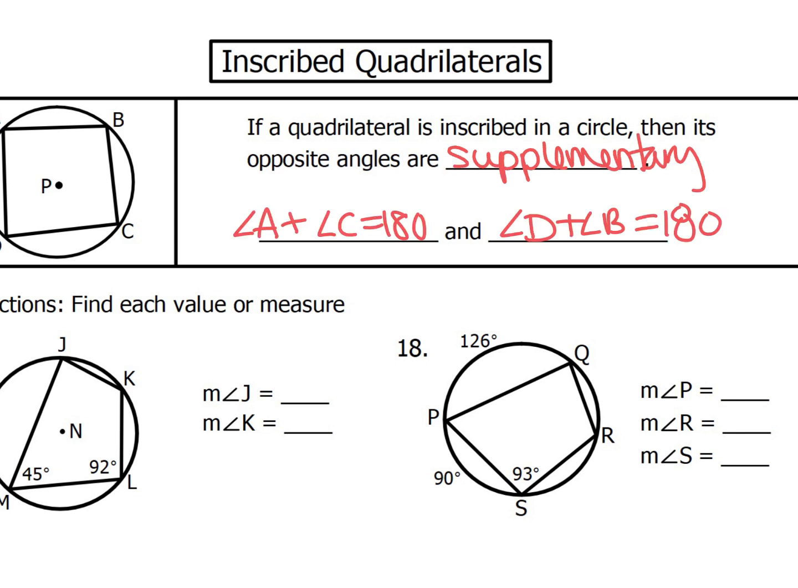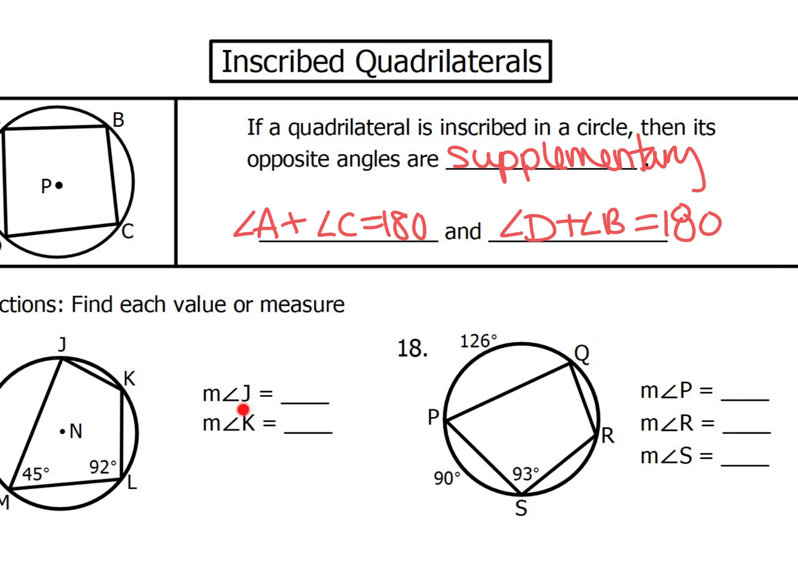So remember that supplementary means to add to equal 180 degrees. So angle A plus angle C, they're not congruent, they are supplementary. So those two angles add to equal 180. B and D also add to equal 180 degrees. So let's go ahead and use that information to find missing angle measures in the given problems.